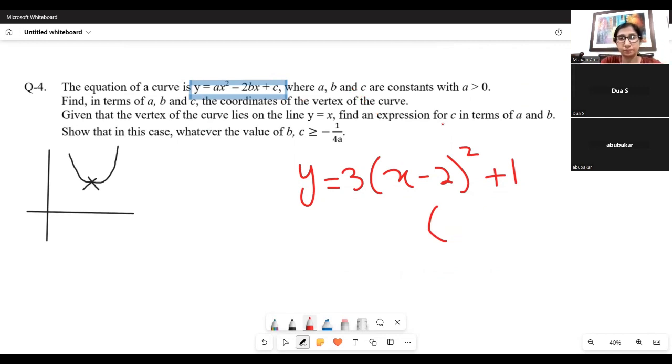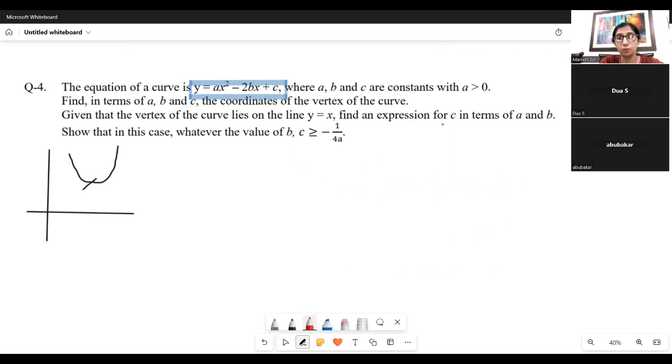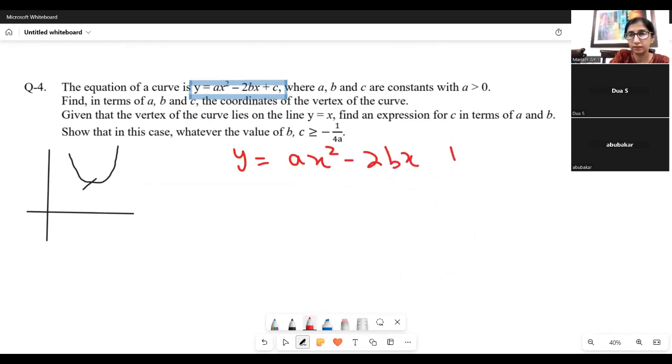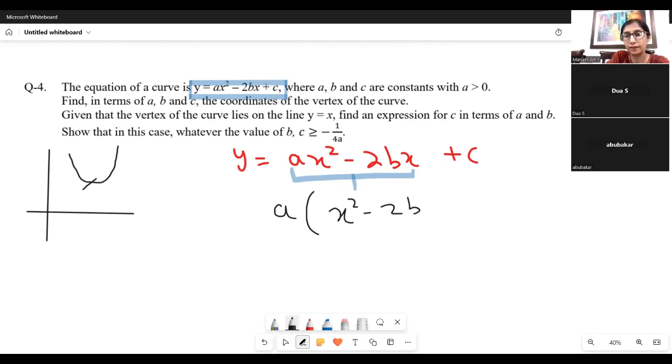Okay, let's do that. I'm going to change y equals ax square minus 2bx plus c into completed square form. How do we do this? We take a common from here. Yes, we take a common. The coefficient of x square should be outside. So a is common and inside we have x square minus 2b by a times x plus c. Now we have to change the bracket into a square term.